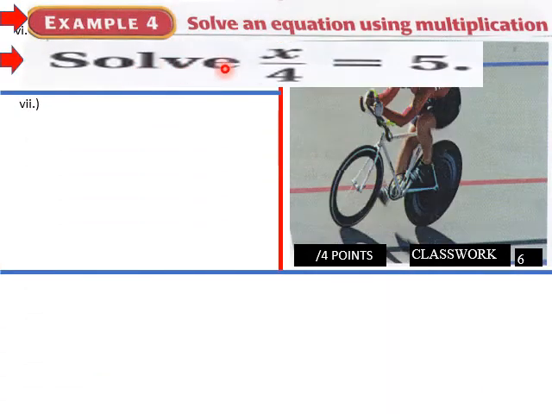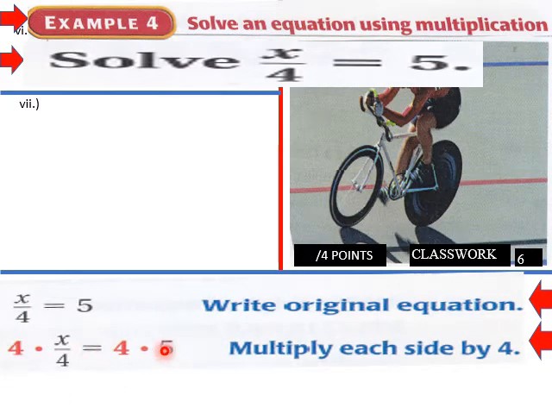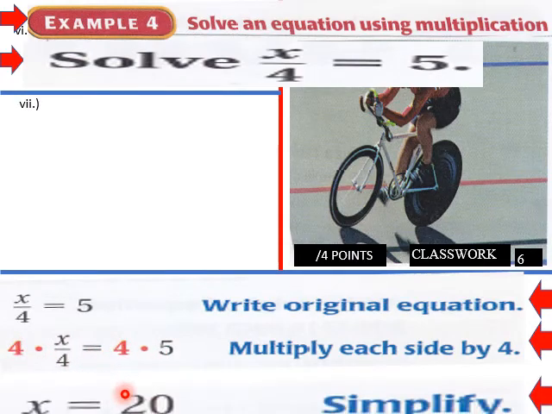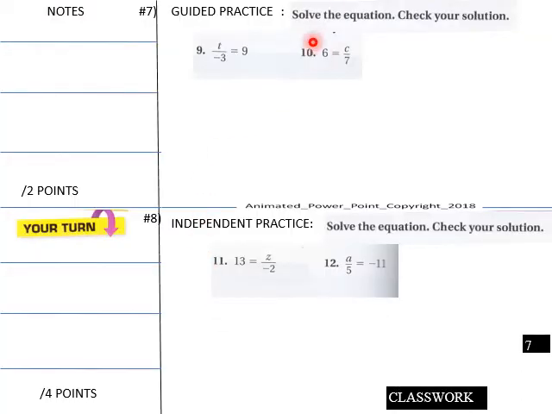Solve an equation using multiplication. So we have x over 4 equals 5. So the inverse of division by 4 will be to multiply each side by 4. 4 times x over 4 will equal 4 times 5. The 4's will cancel. You end up with x equals 20. And let's try one now.